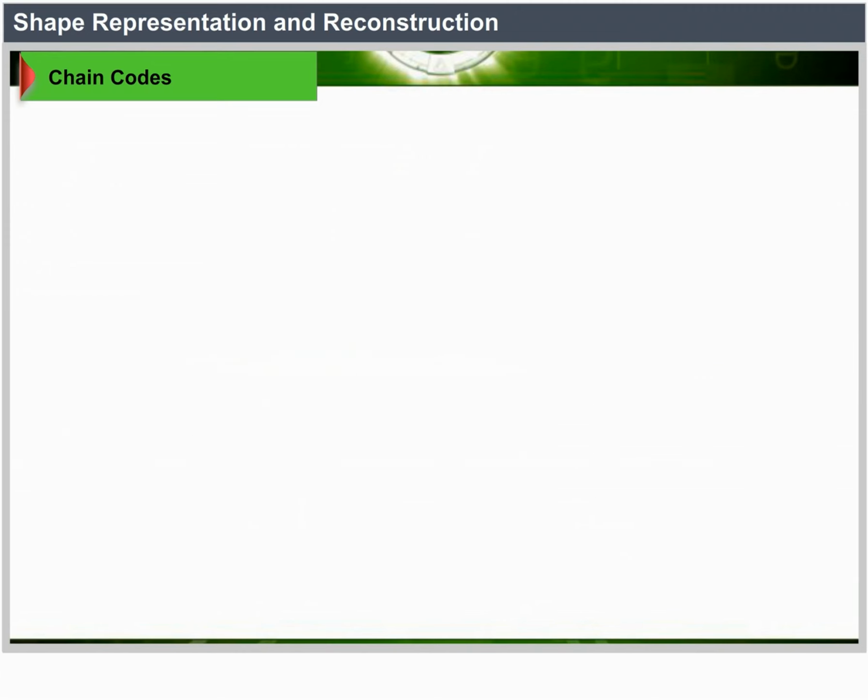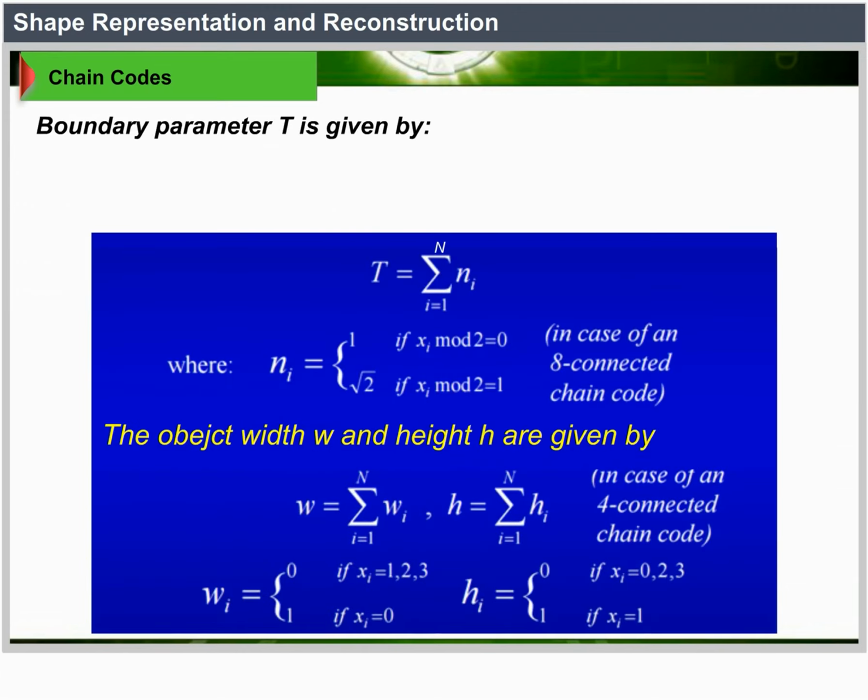Boundary parameter T is given by the expression now seen on screen. The calculations for the object width W and height H are also shown on screen. Chain codes are also used to calculate object area.